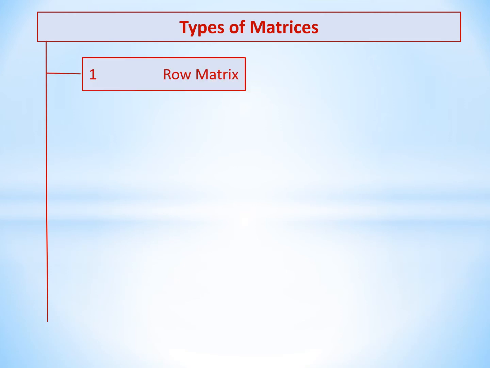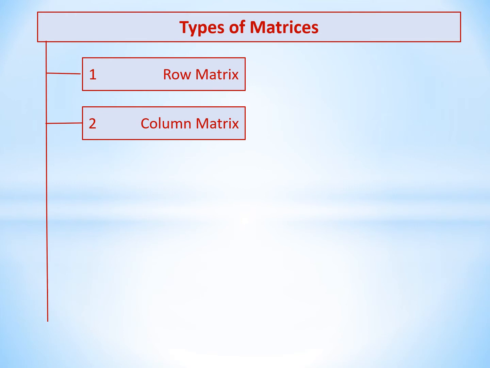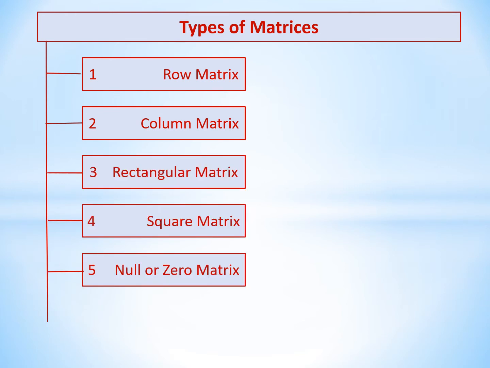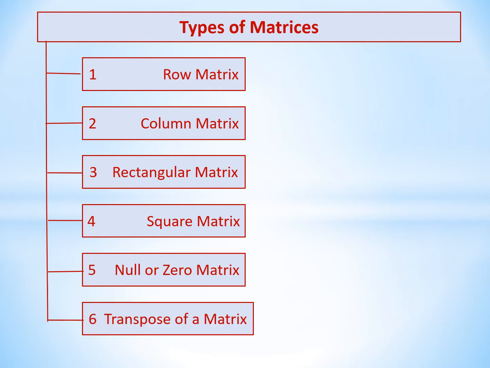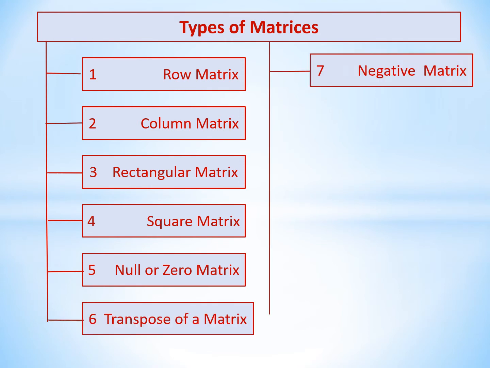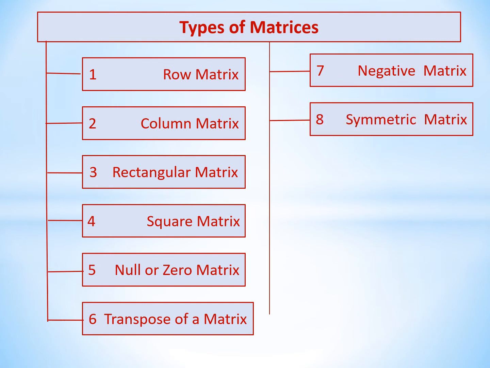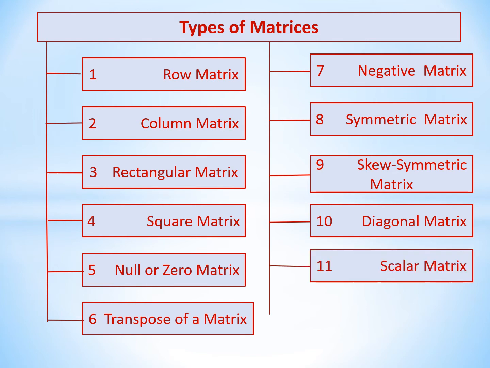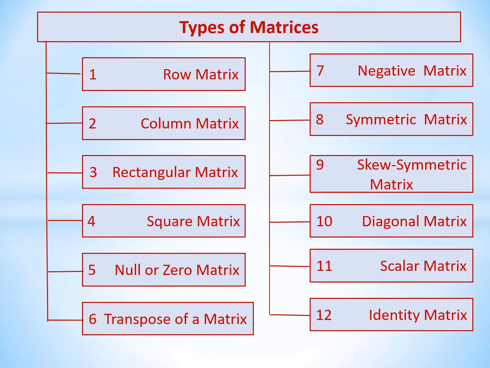types of matrices. There are 12 types of matrices. First, row matrix, then column matrix, rectangular matrix, square matrix, null or zero matrix, transpose of a matrix, negative matrix, symmetric matrix, skew symmetric matrix, diagonal matrix, scalar matrix, and identity matrix. And in this session, we will discuss first 6 types of the matrices.